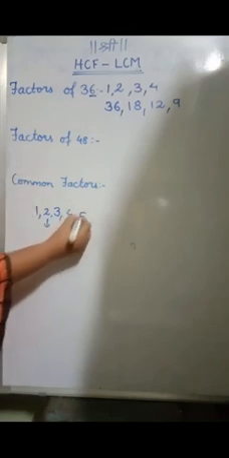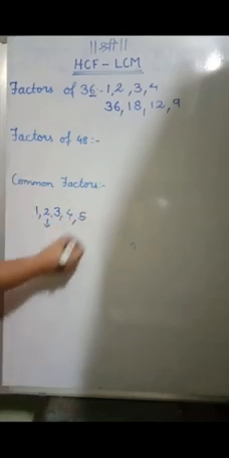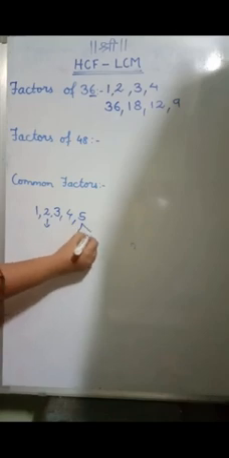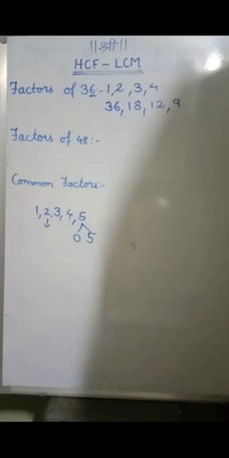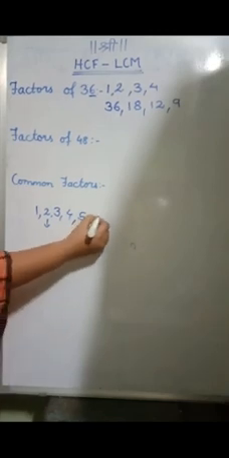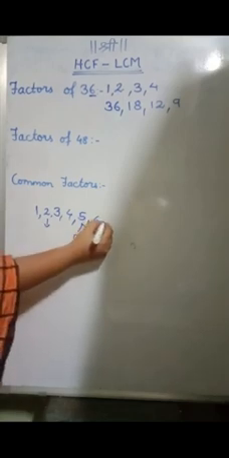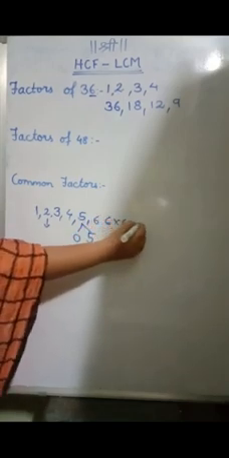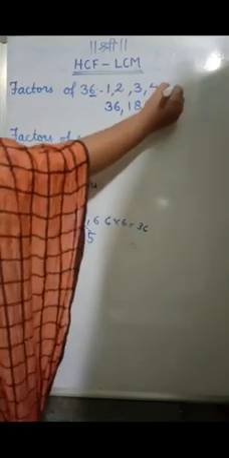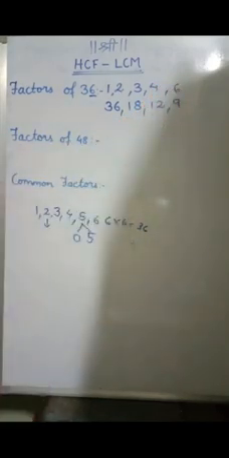The next number is 5. What is the test of divisibility of 5? At the units place there should be 0 or 5. Do we have 0 or 5 here? No. So 36 will not come in 5's table. The next number is 6. Do we have 36 in 6's table? Yes. What is that? 6 into 6 will give us 36. So the next factor will be 6.